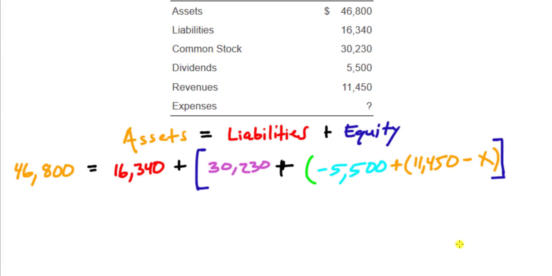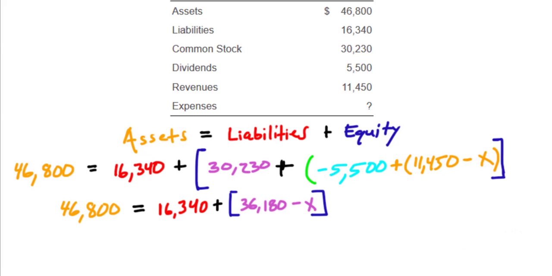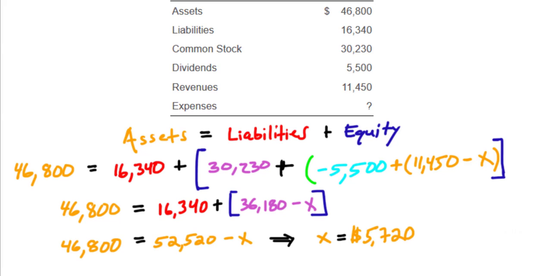Let's crunch some numbers. So there we go. During this period, this particular company had $5,720 worth of expenses.